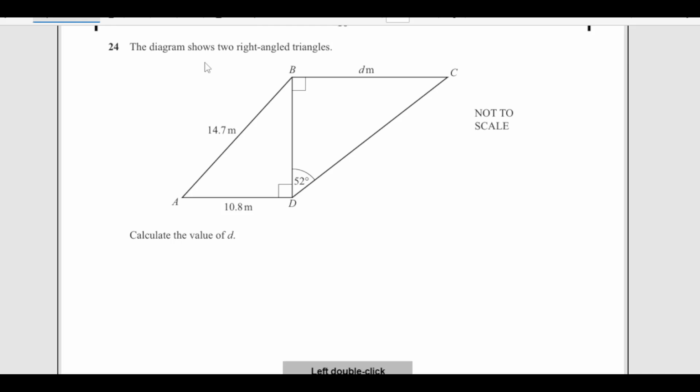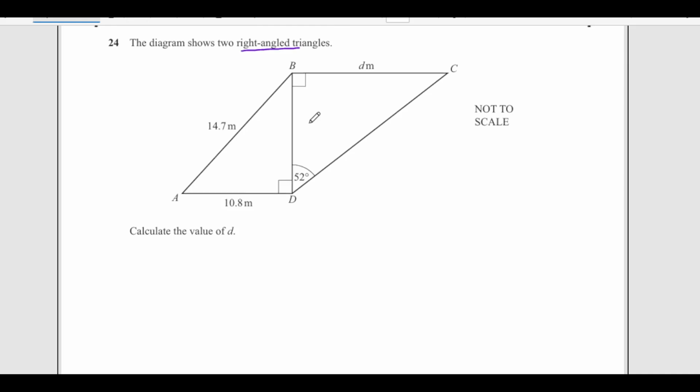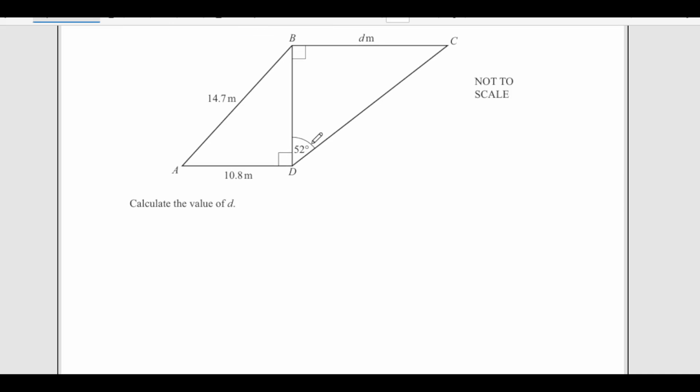The diagram shows two right angle triangles. We have these right angle triangles ADB and DBC. The right angle is shown with this small square here. Calculate the value of D. Now, how will you start? So, you see you are given an angle and a right angle, meaning we will be using trigonometry. We have this formula SOHCAHTOA, right? You know that. Okay. So, we will take one triangle first.